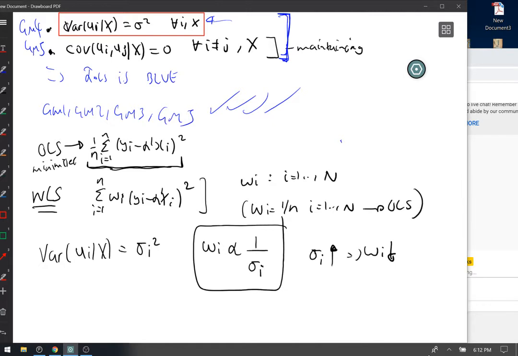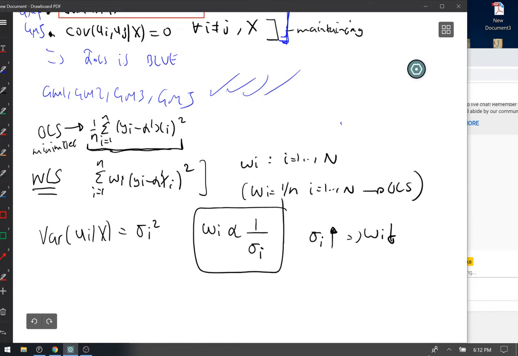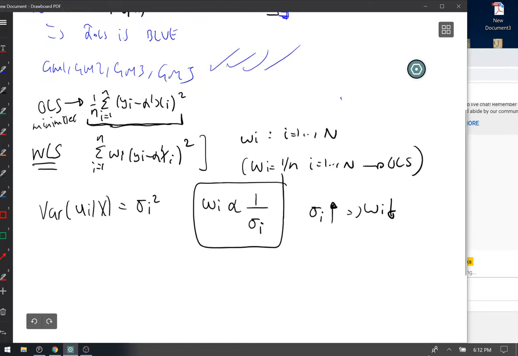And that's the result. The reason why this is a general result is that if you know the form of the heteroscedasticity, and this is what the question is saying, in essence you know sigma_i up to a constant. So you know sigma.